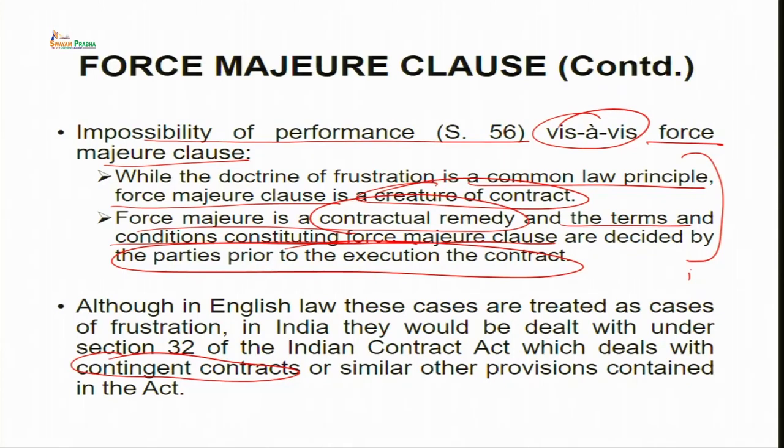Now, contingency means that we have stated that if such kind of a situation happens or if such kind of an event takes place, then the parties will be absolved from their liability under the contract, right. That is why contingent, because the absolving of liability of parties under the contract is dependent on the happening of an event which is force majeure, right.